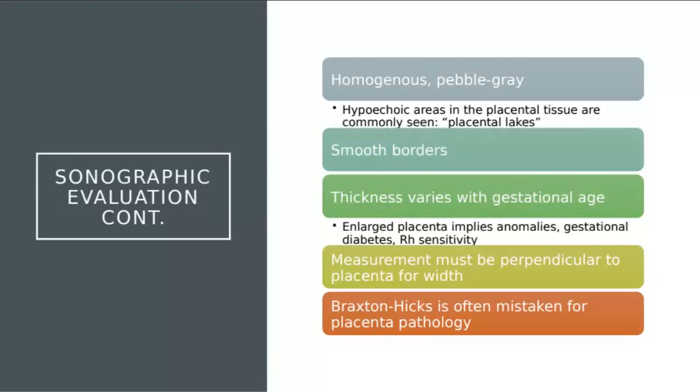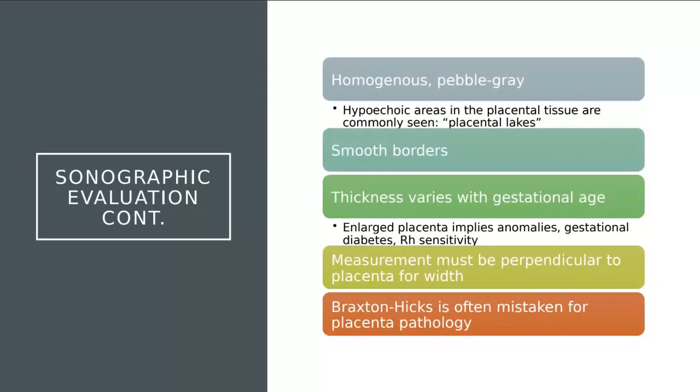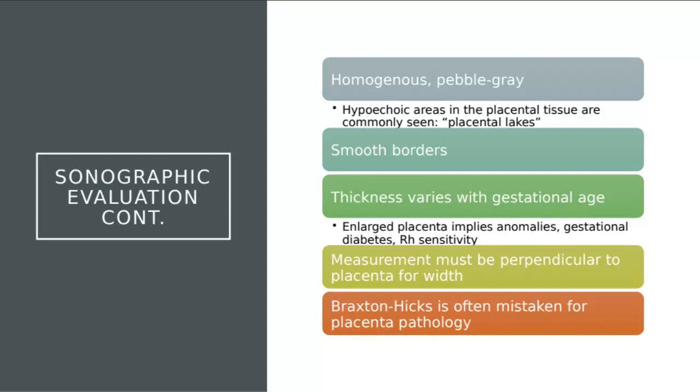The placenta should have smooth borders in the sense that on the maternal aspect, we see a nice clear differentiation between the myometrium and the placenta. And then on the fetal aspect, we see it a little bit more lobulated, but we don't want to see any sharp edges on the placenta. So we're going to see nice smooth lobulations on the fetal aspect.